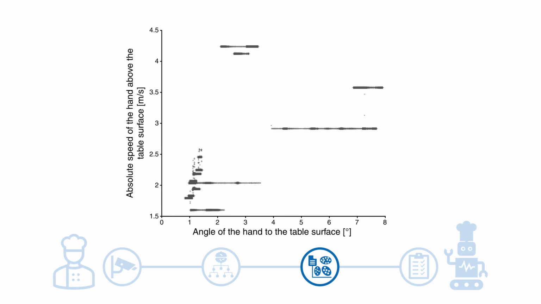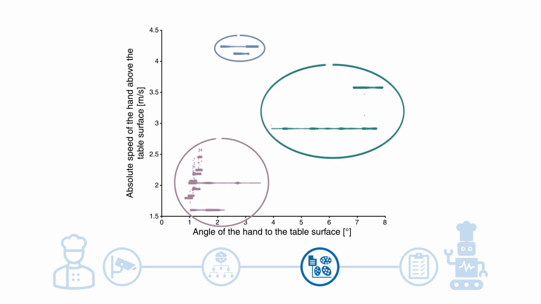Clustering searches the frames for similarities based on various parameters. In our study, a unique fingerprint is found for each action, consisting of the orientation of the back of the hand and its speed on the table plane. This fingerprint is used to assign the frames to a cluster, which corresponds to an action.